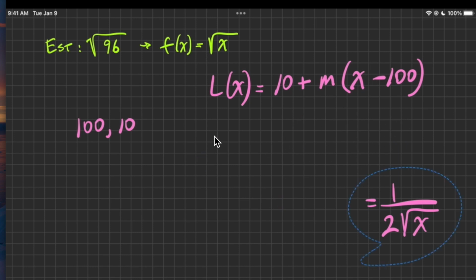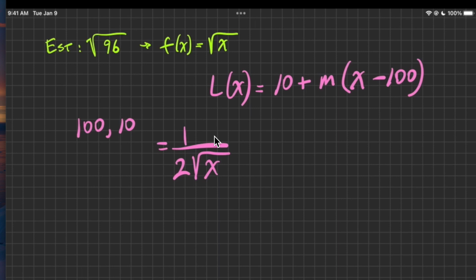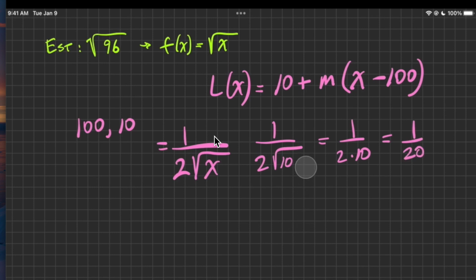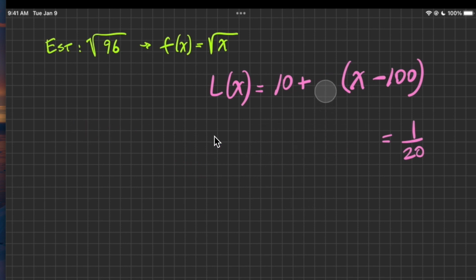We are now going to take f prime of a. Our a value that we chose to make life easier was 100. So we're going to have 1 over 2 times the square root of 100, 1 over 2 times 10, or 1 over 20. That is the slope of the tangent line when x equals 100. So we're going to substitute that into there. We now have the equation for L of x.